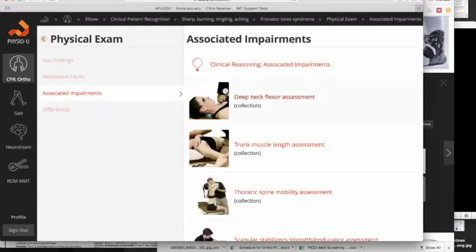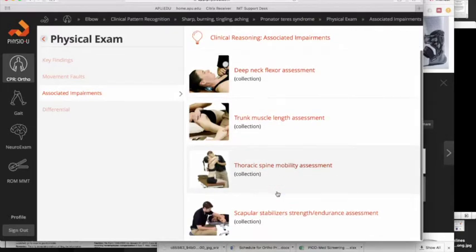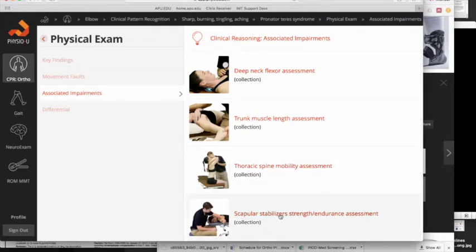Under associated impairments, we've basically put a number of these common impairments that many of the upper quarter overuse and upper quarter injury patients have. These are not key findings, these are just common impaired tissues. So you see deep neck flexor weakness, pec tightness, thoracic spine stiffness, and scapular stabilizer strength being diminished. So you can go in and examine and potentially treat those. But they're associated, these are secondary things.